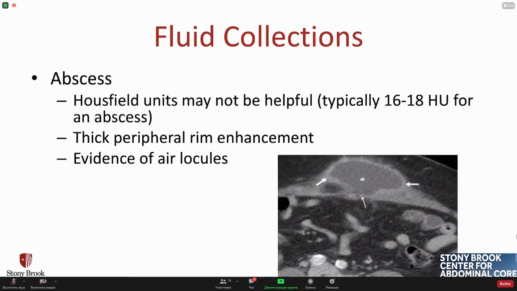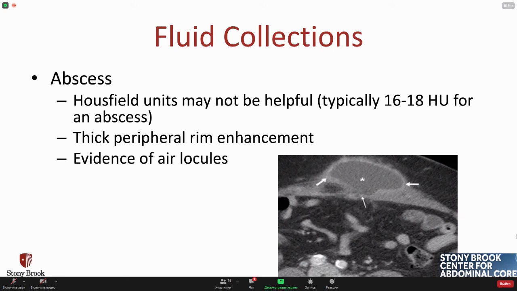Abscess collections are a little bit tougher to really figure out, because the Hounsfield units in an abscess are lower. They're going to be almost very similar to a seroma, but much lower than a hematoma. So we can easily rule out a hematoma when we see this. But you want to see that there's significant dense peripheral enhancement on the imaging for an abscess. And again, you want to look for small little locules.